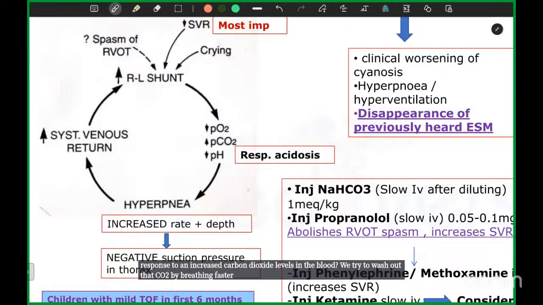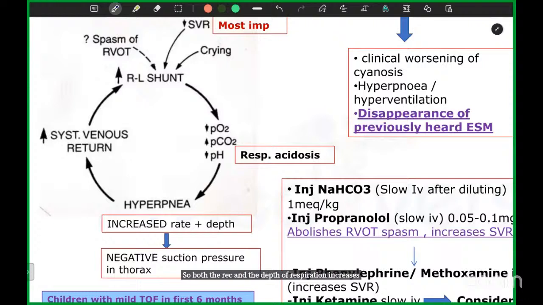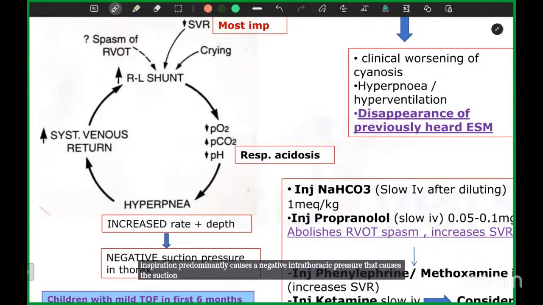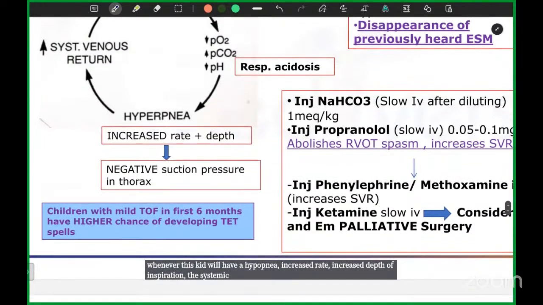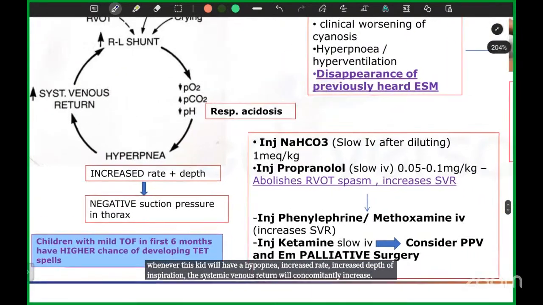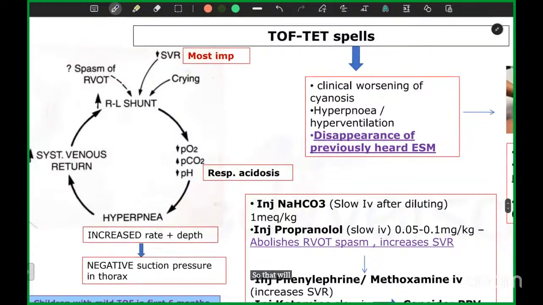This is hyperpnea. What is tachypnea? It is increased rate of respiration. What is hyperpnea? It is increased rate and depth of respiration. So both the rate and the depth of respiration increase. This leads to a negative suction pressure in the thorax. We already know whenever we are inspiring, the venous return to the heart increases. Why? Inspiration predominantly causes a negative intrathoracic pressure that causes a suction pressure, which leads to venous return increasing. Whenever this kid has hyperpnea, increased rate, increased depth of inspiration, the systemic venous return will concomitantly increase. So that will further lead to an increase in the right to left shunt.